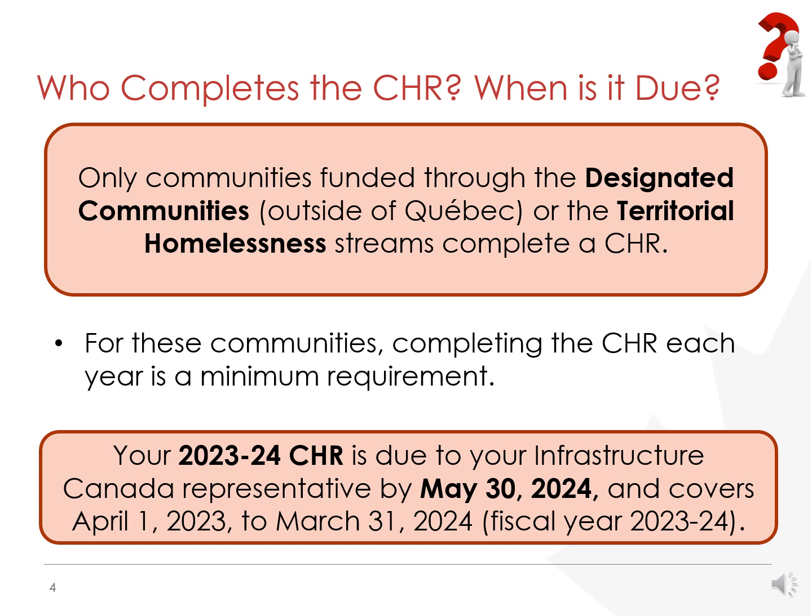Designated communities and territorial homelessness CEs must submit their 4th CHR to their EPO by May 30, 2024. This report will cover activities and include data spanning the fifth year of the program from April 1st, 2023 to March 31st, 2024.